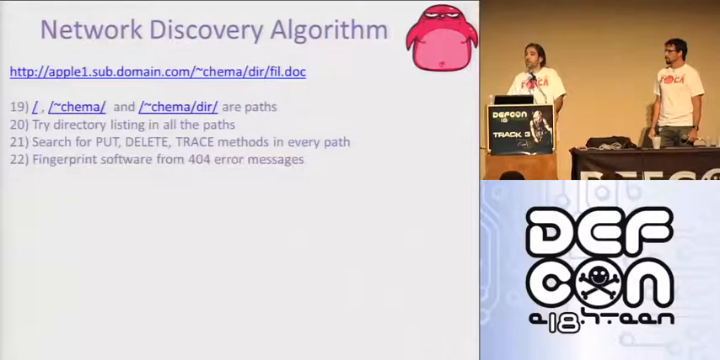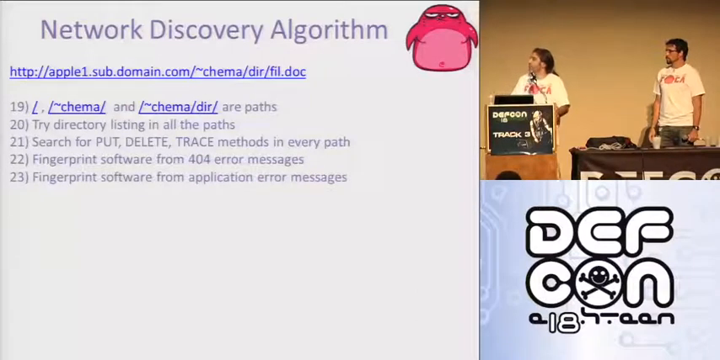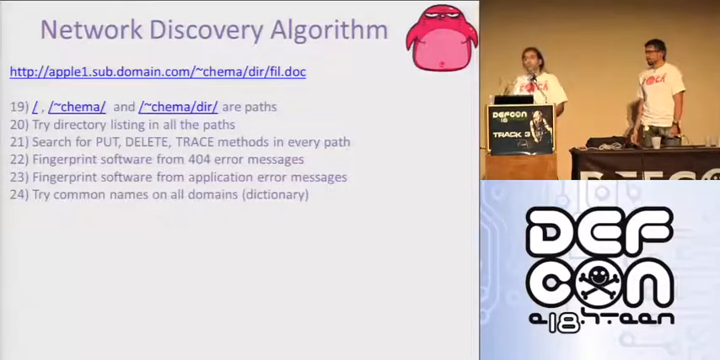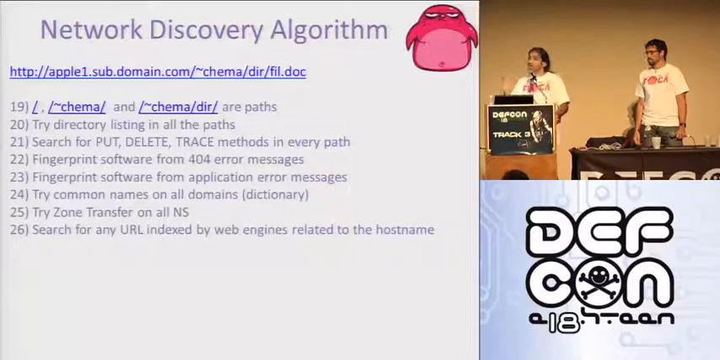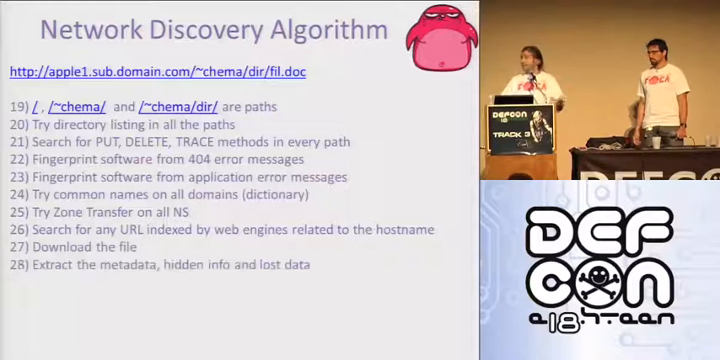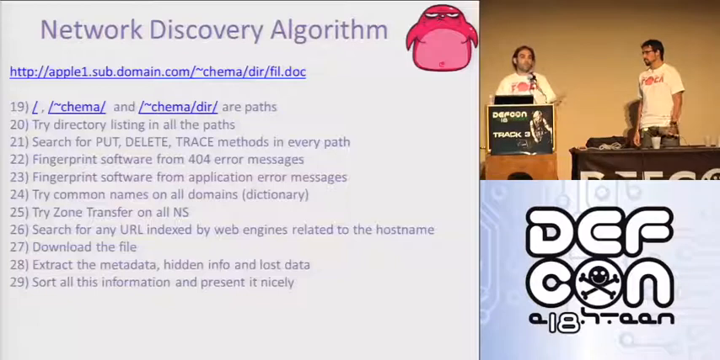We can fingerprint the web server using 404 error messages. We can try to fingerprint the software looking for application error messages. We can try a dictionary attack with a list of names on all of the domains that we discover. We can try the zone transfer, and we can search for any URL indexed on Google related to this host name and do the same. And of course, then we can try to download the files, extract the metadata, hidden info, and lost data, and store all this information in a nice way.